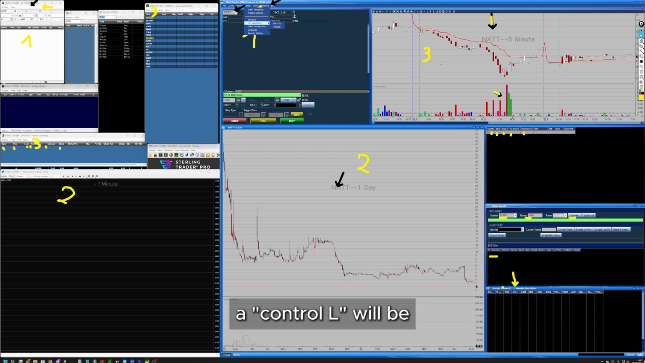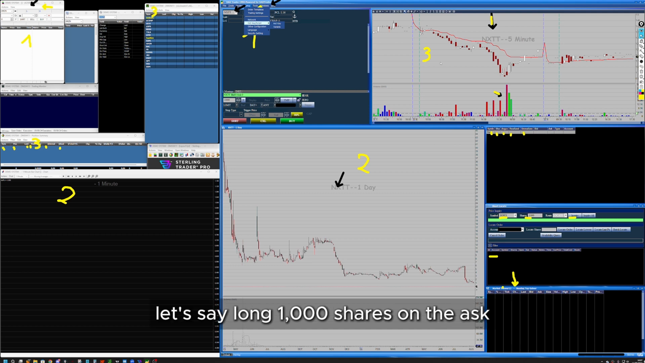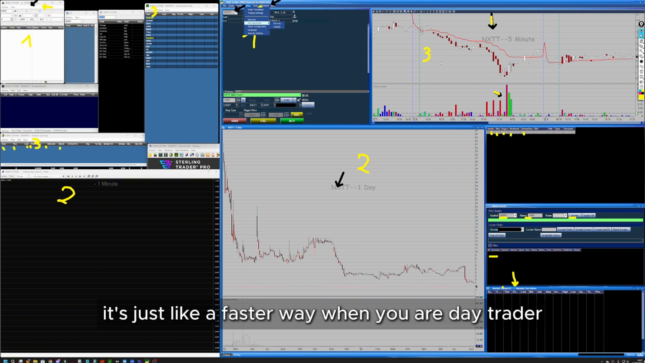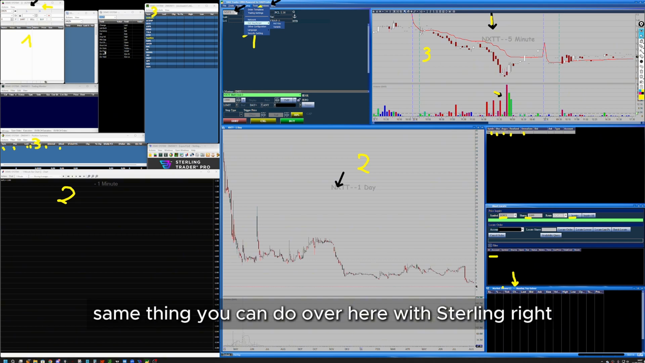So for example, a Control L will be, let's say, long 1000 shares on the ask. You can connect that to your Razer and maybe have only one button for that. It's just like a faster way when you are a day trader. Same thing you can do over here with Sterling.